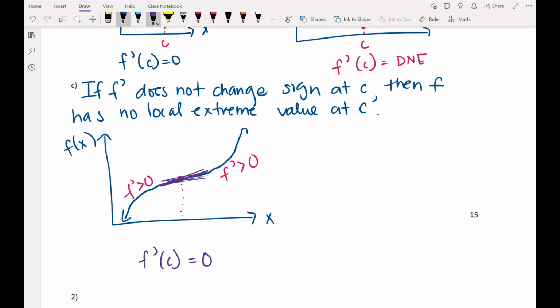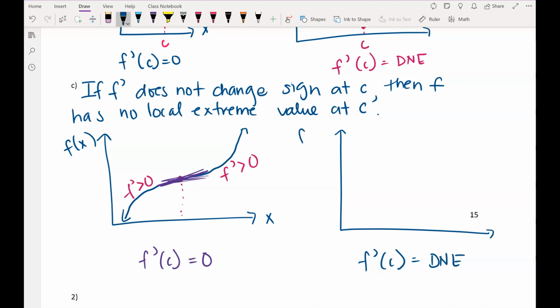Now I'm going to draw another example. Okay, so let's see if I can make up a negative one that will make f prime of c not exist. So again, this is a regular made-up function. Let's do a sharp turn and then a straight line. There you go.